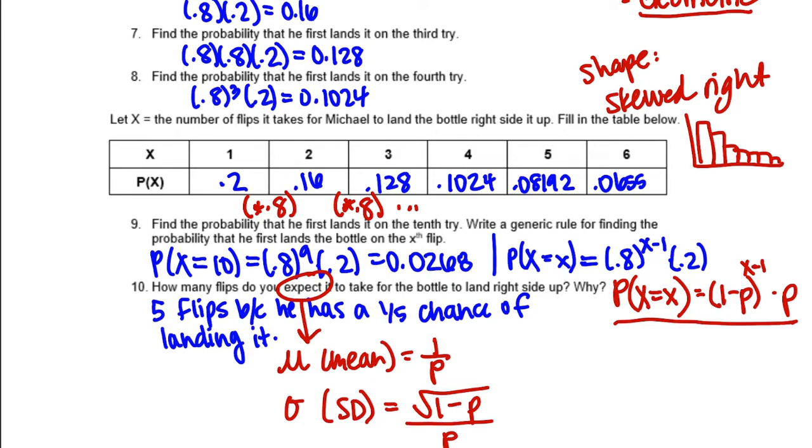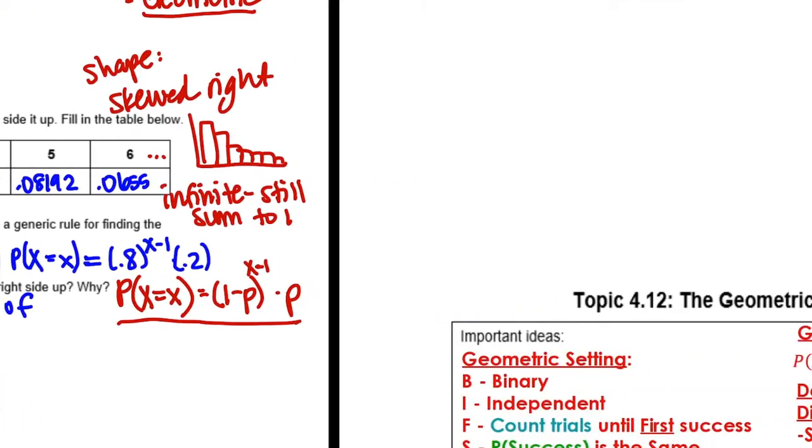Oh, the last thing, actually 2 more things. One, there's never an x equals 0, because you can't get your first success on the 0th try. And this goes on forever, so it's infinite, but it still sums to 1, like a regular probability distribution should. And that's basically connecting your pre-calc knowledge that an infinite geometric series will sum to 1, whether or not it goes forever or not.